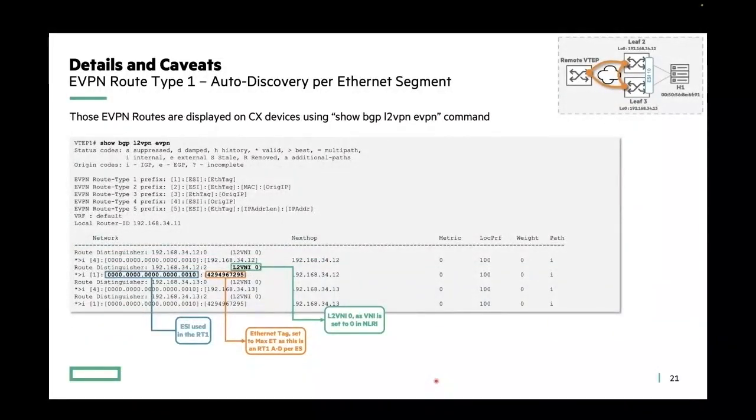If we want to see those routes in the BGP RIB, we can use the command show bgp l2vpn evpn. And if you want, you can also add the argument route-type 1 to filter. As you can see here, we can see the layer 2 VNI, which is set to 0. We have the Ethernet tag, which is set to the max ET, the max Ethernet tag, so 10 times F. And we have the ESI as well.